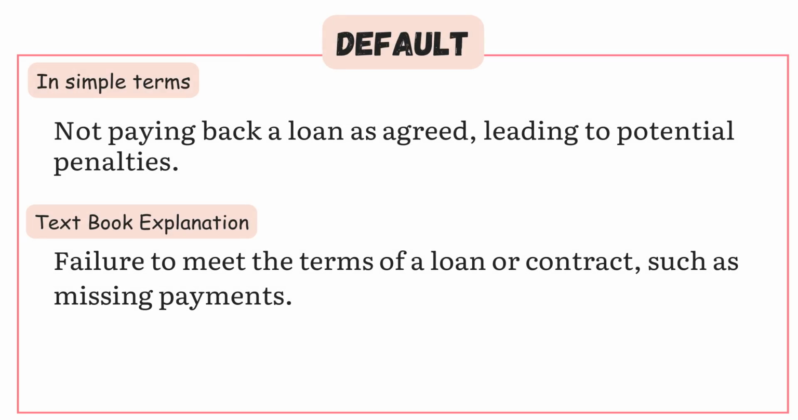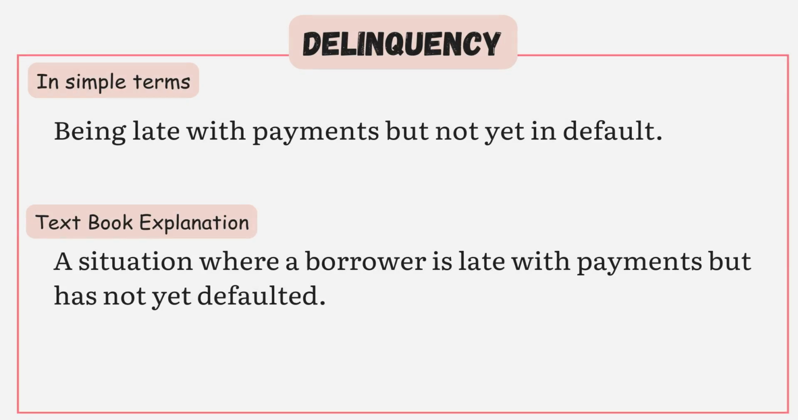Default. In simple terms, it is not paying back a loan as agreed, leading to potential penalties. As per textbook definition, default is failure to meet the terms of a loan or contract, such as missing payments. Delinquency. In simple terms, it is being late with payments but not yet in default. As per textbook definition, delinquency is a situation where a borrower is late with payments but has not yet defaulted.